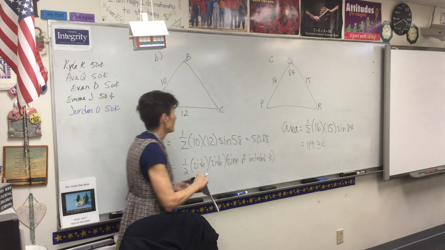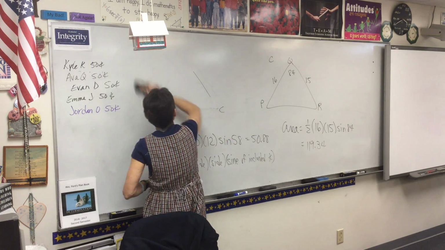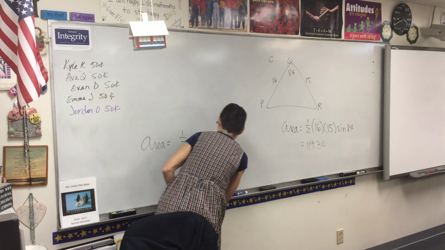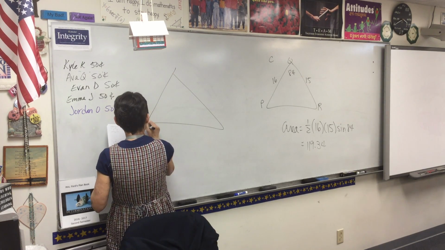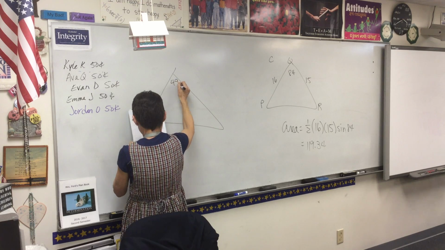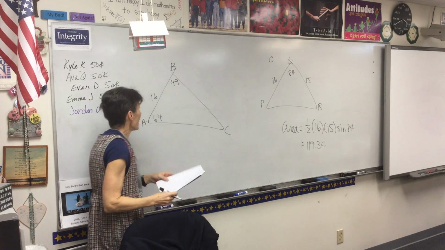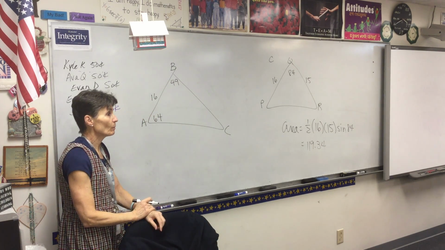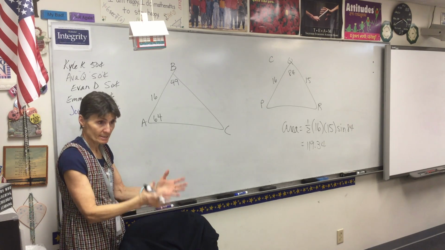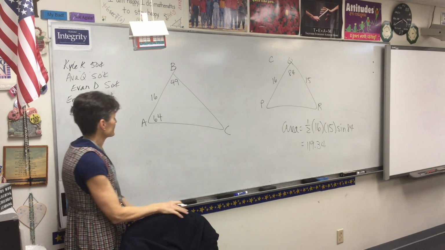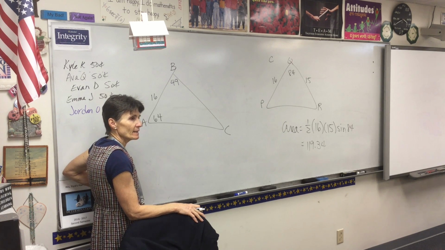Okay. All right, now let's look at E, because E is going to present a bit of a challenge. What's different about problem E? We are not going to be able to find the area until we find another side. And it doesn't matter which side we find, we just need to find another side. So let's stop and think about that for a minute. How are we going to do that? How are we going to find another side?